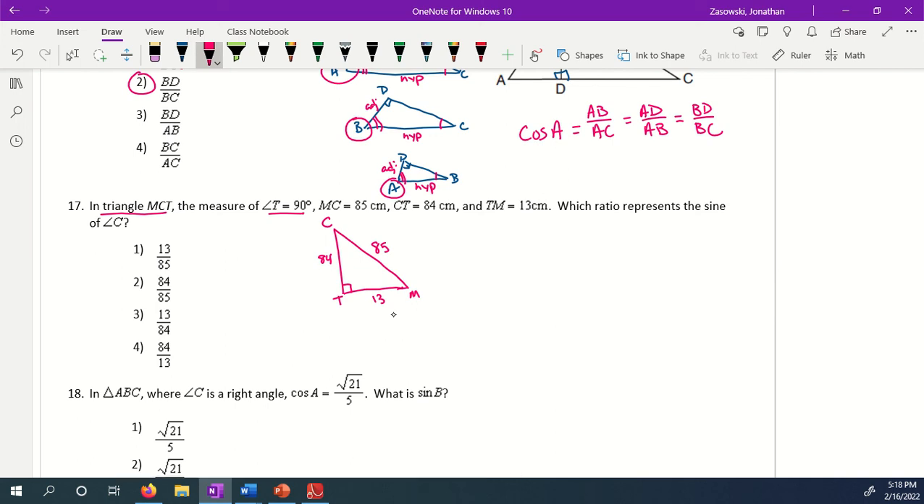And we want to find the sine of angle C. So here's angle C. Remember that sine is opposite over hypotenuse. So opposite is 13, and the hypotenuse is 85. So the sine of angle C is equal to 13 over 85, and that would be choice 1.